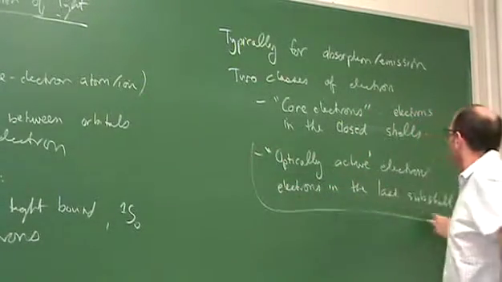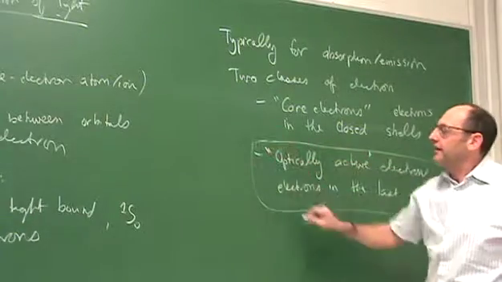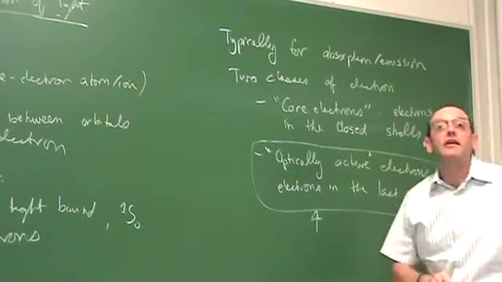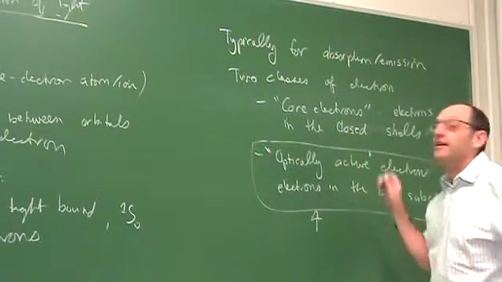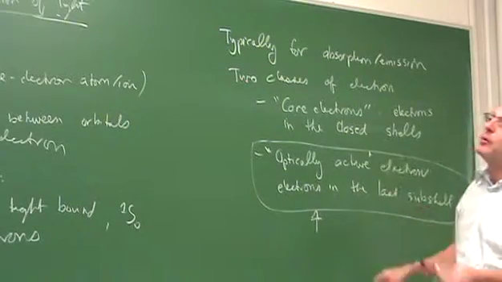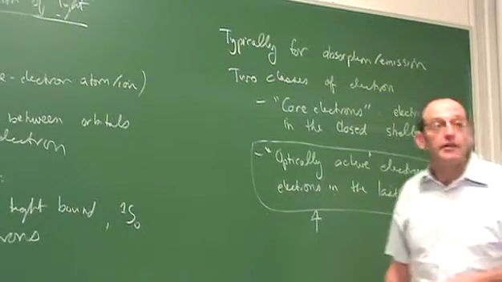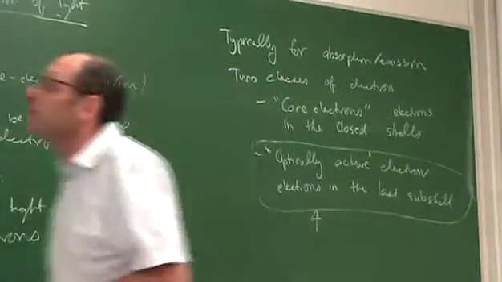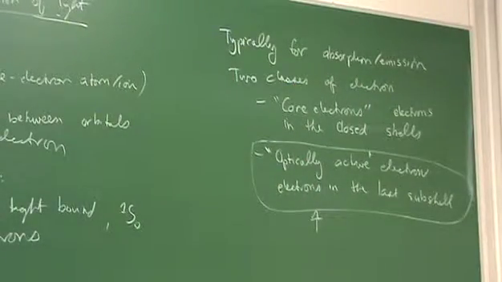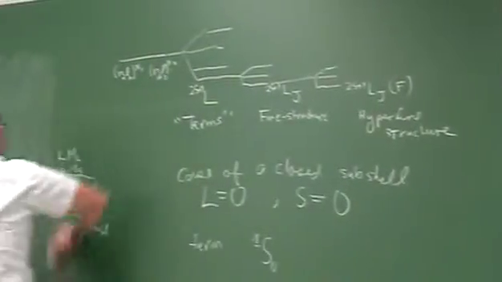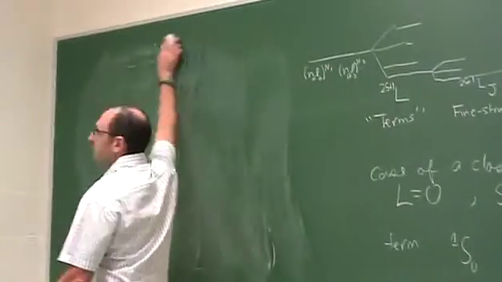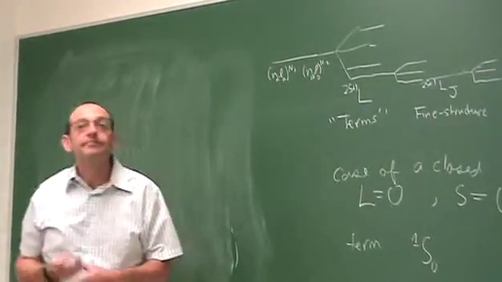So our description will be thinking about exciting these optically active electrons. And what we'll study then is the absorption and emission of light, thinking about it as the excitations of these optically active electrons in the atom. Okay?